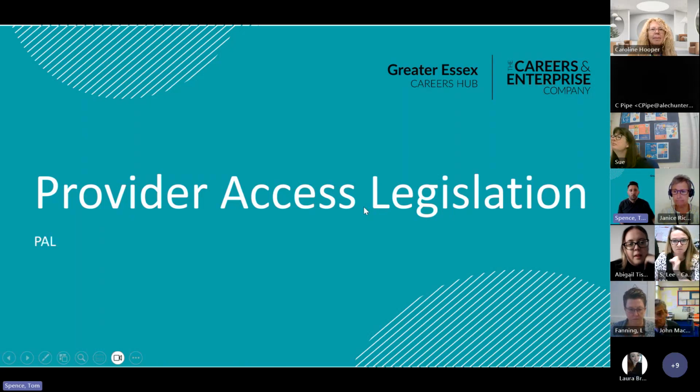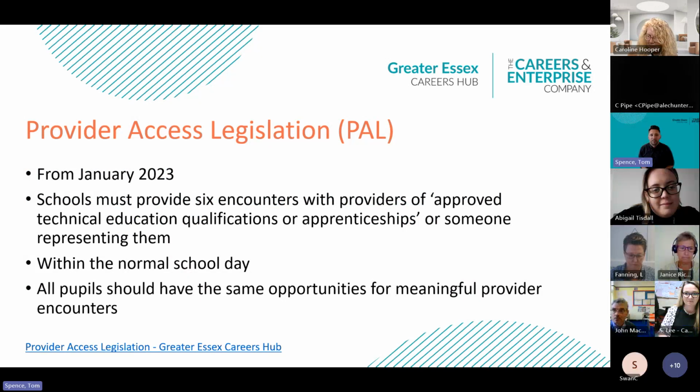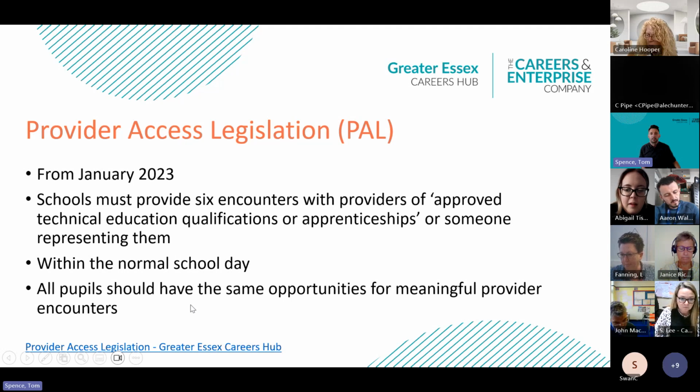Excellent. Okay, so provider access legislation. Well, it started out as the Baker Clause, and we call it the Baker Clause with teeth since last January, where there's certain things that you have to do. So we'll just break down in a few slides what those things are. So it's 6 encounters in all that need to be provided from any approved technical or apprenticeship qual. It has to be in the same day as normal school day, and all pupils should have an opportunity of having that meaningful encounter. So we'll discuss what that might look like. What do we mean by meaningful? There's a link down the bottom of that slide to our hub page, where there'll be a number of links, and I've got some links at the end of this presentation.